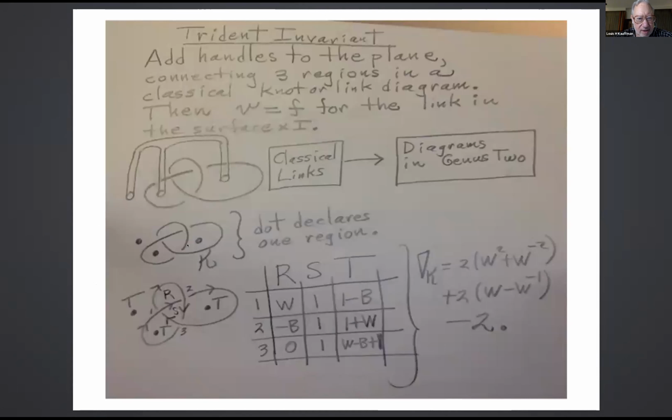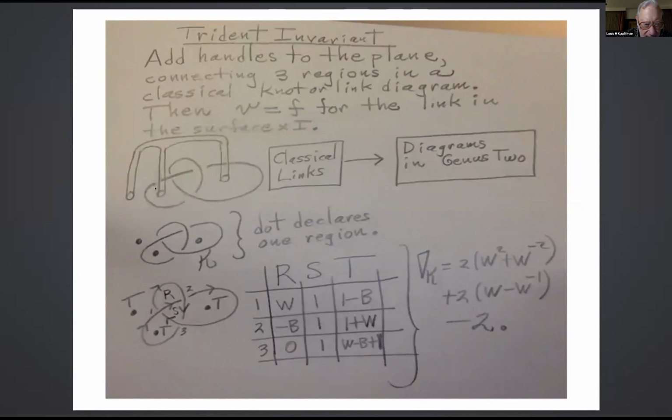Here's another method of obtaining admissibility. You see, now the question becomes, how do I get admissibility? If I can get admissibility, I have an invariant. So I'm back to a classical diagram, and I take a trident. My trident is a little handle addition to the plane in this form.